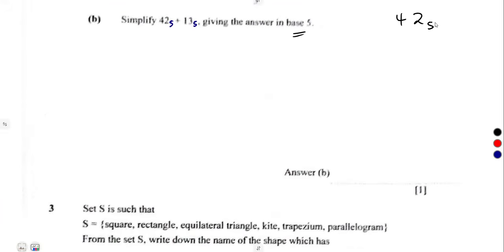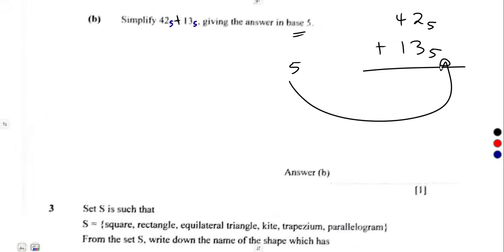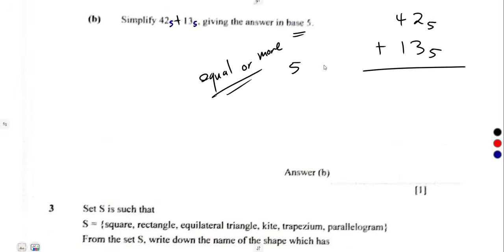4 base 5 plus what? This is addition. 1, 3 base of 5. You are adding. So simply add 2 plus 3. That is 5. So 5 is equal to the base. Whenever you've got a number equal to the base or more than the base, you are going to divide by the base. So we divide by 5, which is the base. 5 into 5, that is 1, remainder 0.